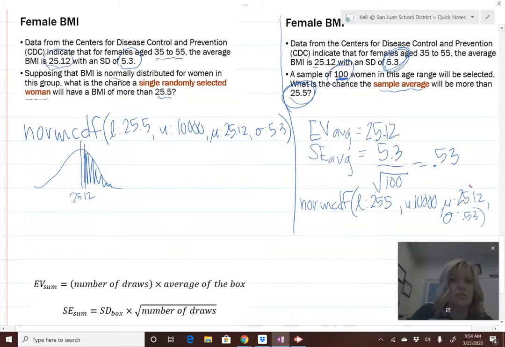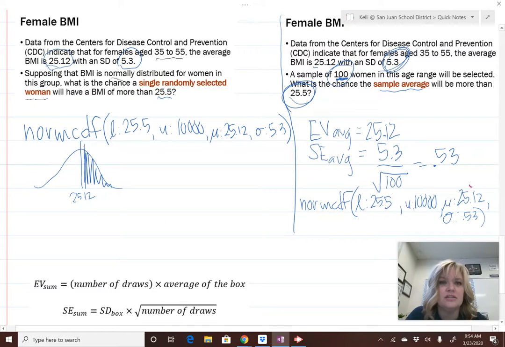So remember, this one was just a single person, but when we're looking at a sample of people, make sure that you find the EV and the SE. Whereas here, we just needed the SD because it's one person.